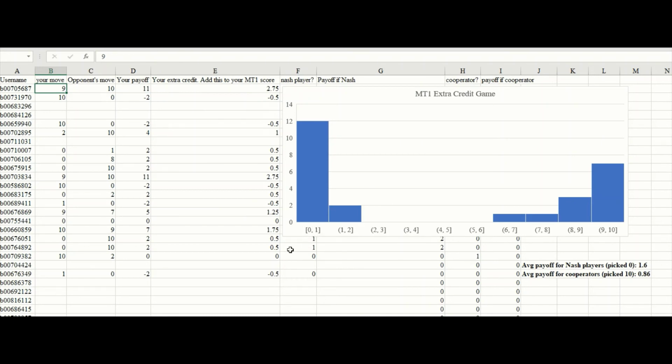fall 2020. So back then, the most popular choice was 0, going for the no cooperation outcome. There were still a fair number of people who picked 10, going for cooperation, but they were outnumbered by the Nash players, picking 0. And overall, the Nash players scored higher on average than the cooperators.